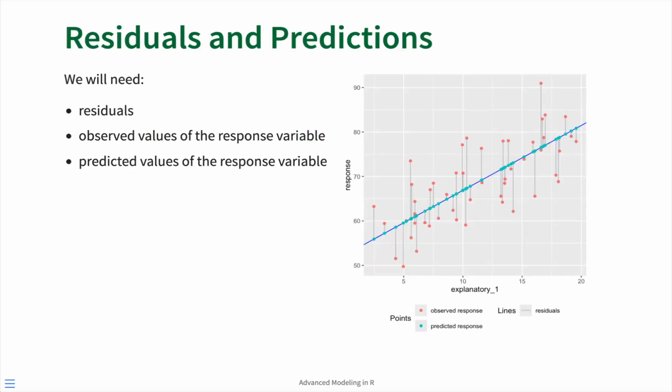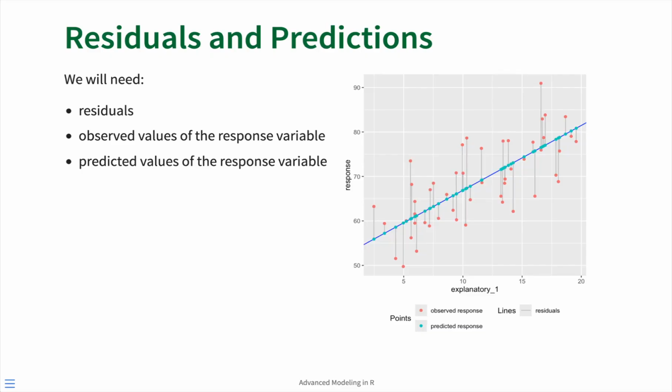So as we've seen in a multiple linear regression, we often find ourselves in a situation where we can't plot all of the original variables in a graph, just because the graph would have more dimensions than we can visualize. But we can still examine the model's assumptions using visualization by creating different types of graphs. To do that, we will need the residuals of the model, as well as the observed values of the response variable, by which we mean the actual values. And we'll also need the predicted values of the response variable.